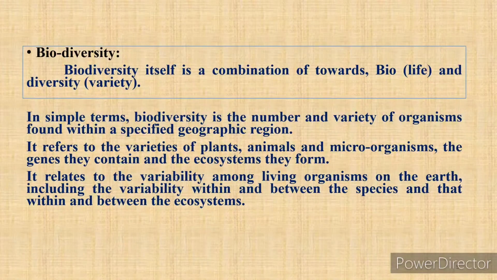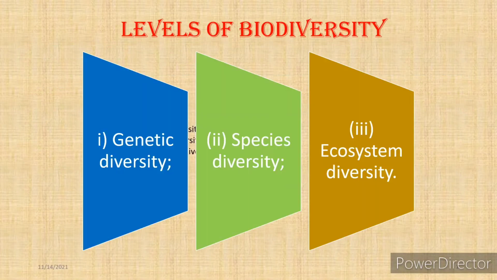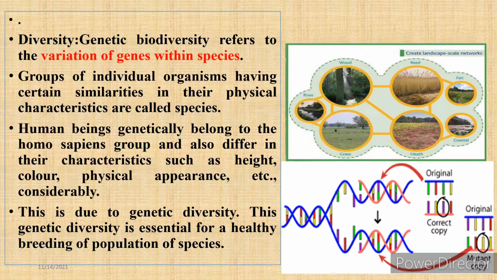It relates to the variability among living organisms on the Earth's surface, including the variability within and between species. There are three levels of biodiversity. These are genetic diversity, species diversity, and ecosystem diversity. One by one, we will discuss all these levels of biodiversity. So, the first one is genetic diversity.